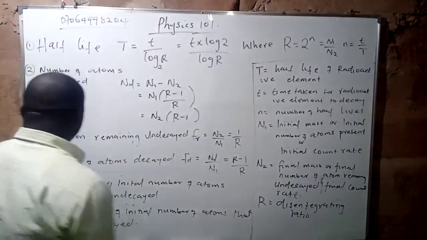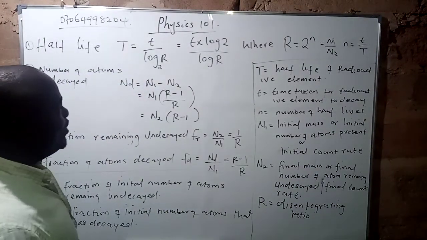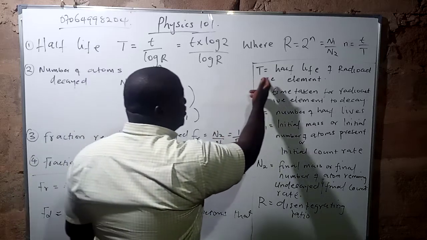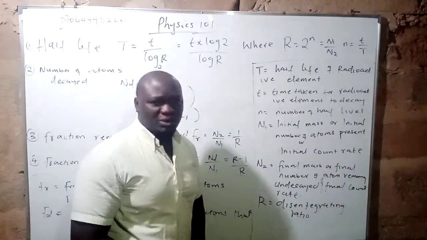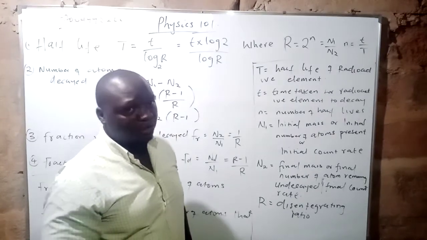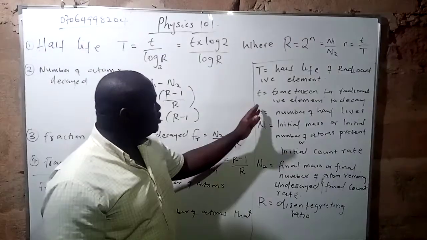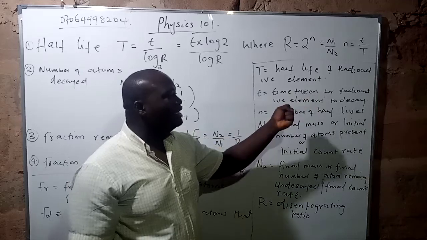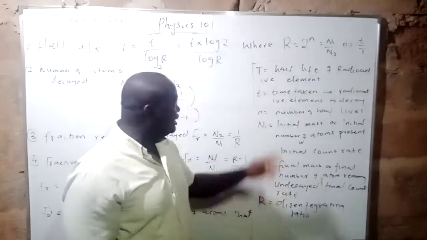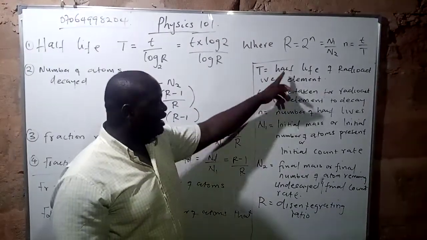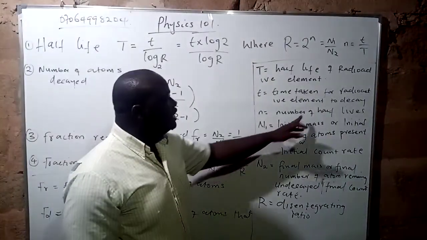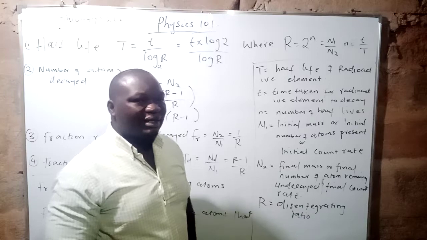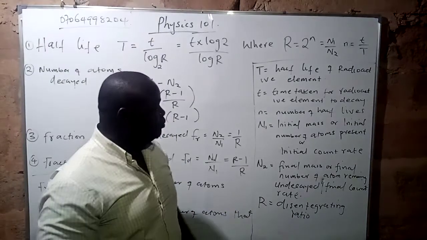Now come to this side. We need to know what capital T is. Capital T is the half-life of the radioactive element. Write it down. This is so powerful. The small t is the time taken for the radioactive element to decay. It's different between half-life and the time taken. Note it down. n is the number of half-lives.